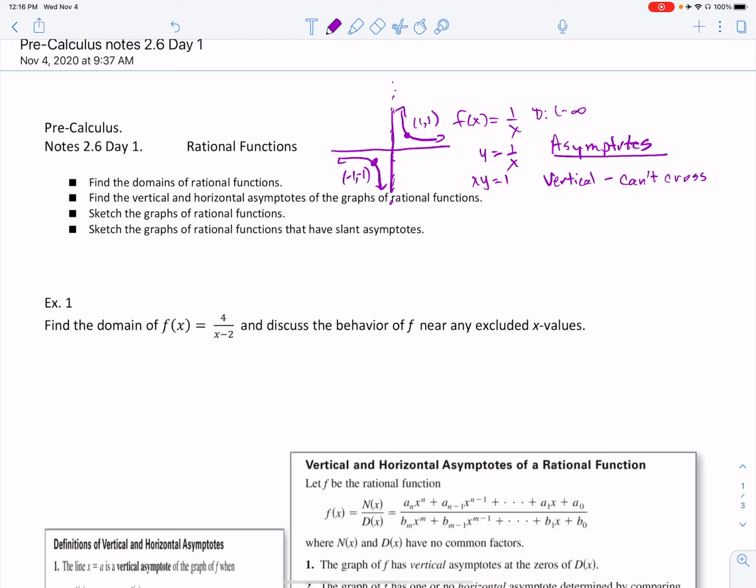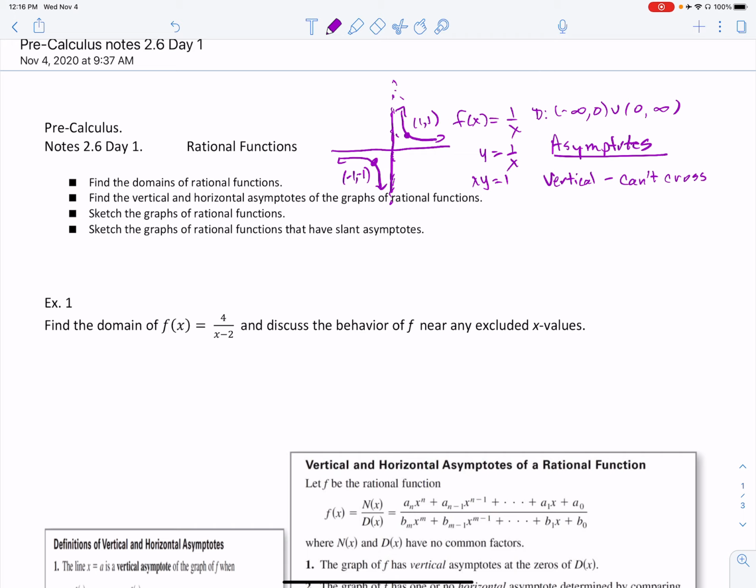So we'd say the domain's negative infinity to 0, union 0 to infinity. And since x can't be 0, there will never be a point on that y-axis. And that's the nature of a vertical asymptote. So the function will never cross, touch, or have a point on a vertical asymptote.